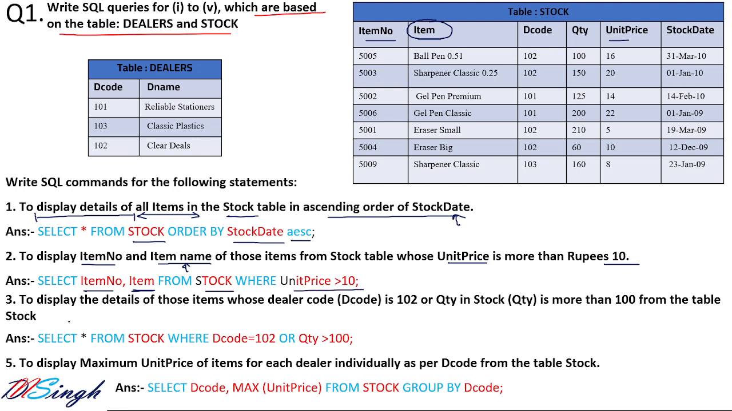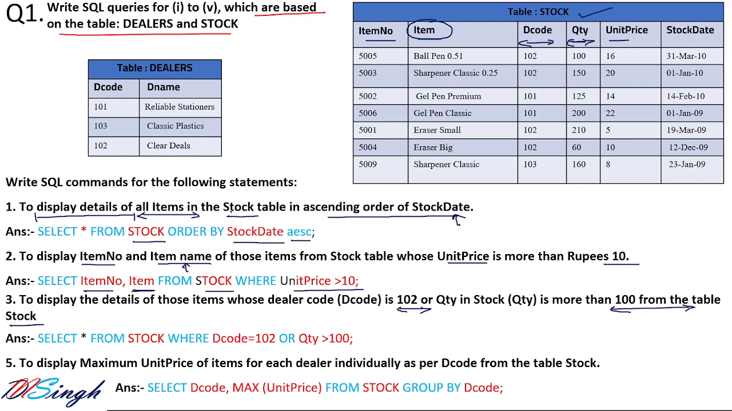10. To display the detail of those items whose dealer code is 102 or quantity in stock is more than 100 from the table stock. What I want? Dealer code. I want to compare the quantity in stock, that is more than 100. So quantity in stock is available here. Okay, fine. And dealer code is also available here in the stock table itself.